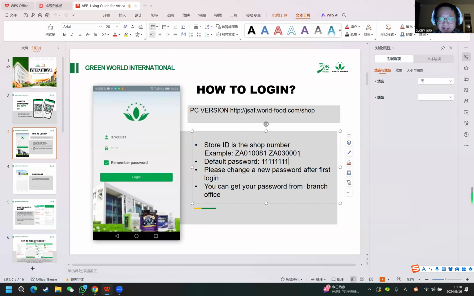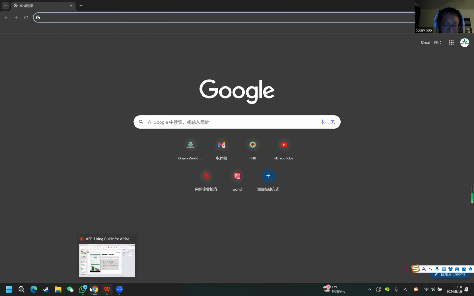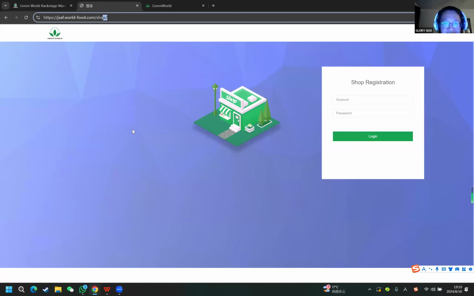And you need to get it from your branch manager for your account number. And all the passwords are the same. We use the same default password, 11111111. You repeat 8 times. This is the default password. So because it's convenient to share the screen with the app, I'm going to show you how to log in through the website.